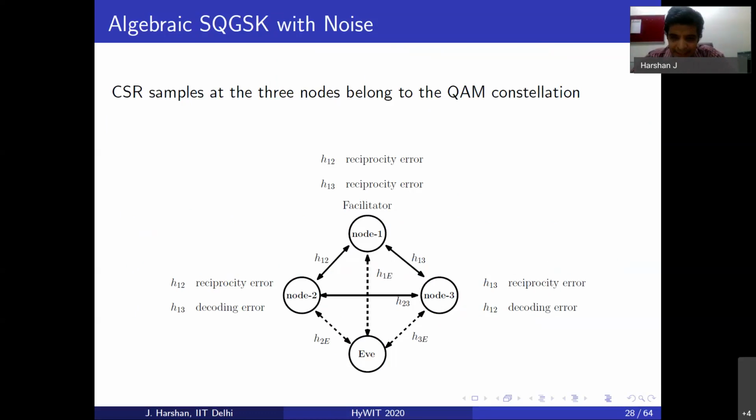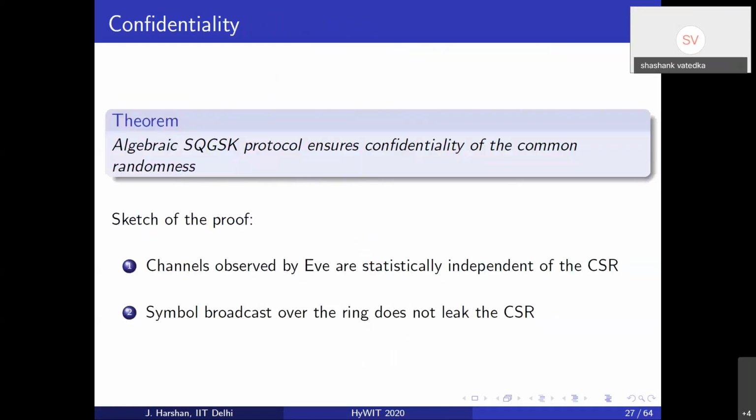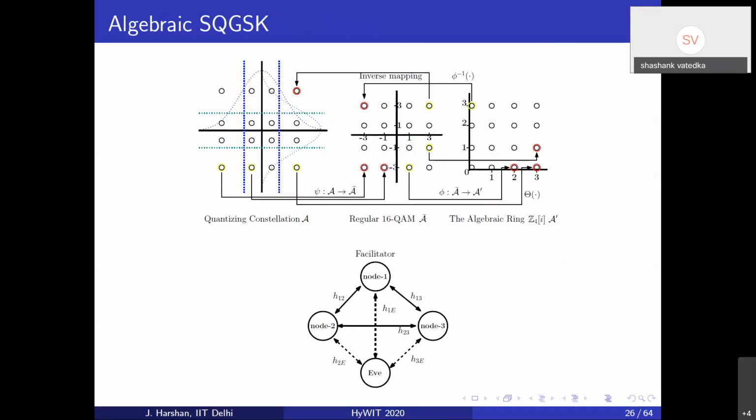Hi, Shashank. Sorry for the interruption. So there's one more step here, right? Because in the second stage, when you broadcast the sum of the two QAM points, there is a non-negligible probability of error, right? That node 2 and node 3 decode some incorrect. That's right. So how do you make that small? Do you add another layer of encoding?